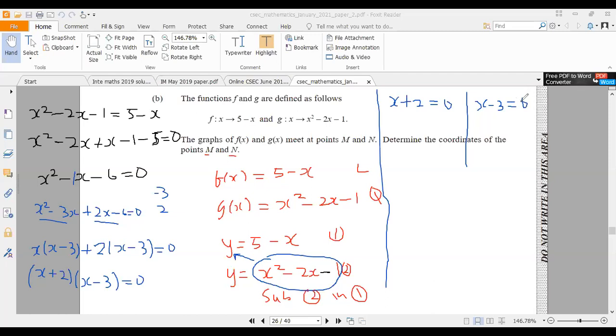All right, let's work it out. What do we get? x equal -2 and x equal +3. x is equal to what? 0 minus 2. So x is equal to what? -2. All right, this gives me x equal to 0 plus 3. x equal to 3.